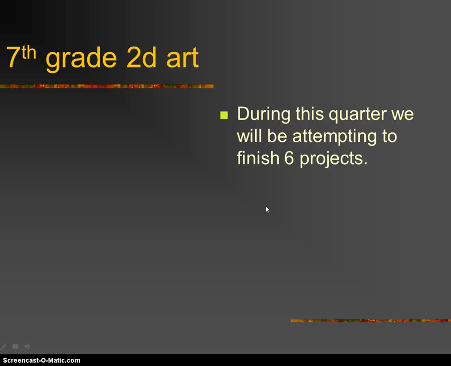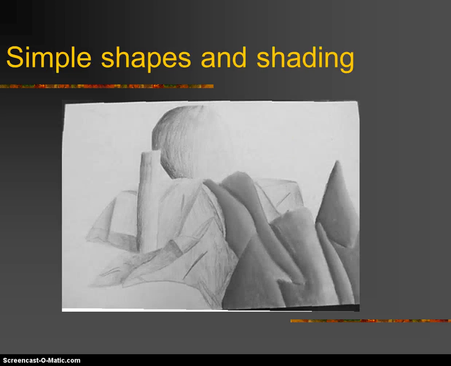To begin with, in our 2D quarter, we're going to be attempting 6 projects. Something you should know about the 2D quarter is it does go a little bit faster than the 3D quarter. The 2D projects don't take as much material prep, so it does tend to go a little bit faster. To begin with, we are going to be starting off with simple shapes and shading. This is one where you're going to be learning how to see things and put what you see down on paper a little bit better. And also we're going to do some review on shading.